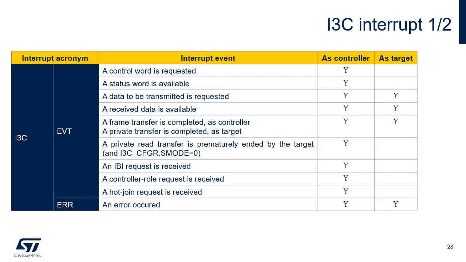All event interrupt sources are ORed together and reported to the NVIC by using the I3C EVTIT line. All error interrupt sources are ORed together and reported to the NVIC by using the I3C ERRIT line. Refer to the reference manual for the complete list of error types. Each interrupt source can be individually masked or enabled. The 4 events at the beginning of the table can be used as DMA requests to inform the DMA that data has to be transferred between memory and I3C peripherals FIFOs.